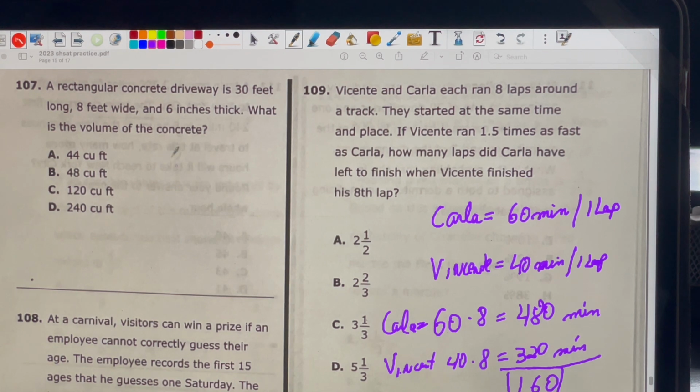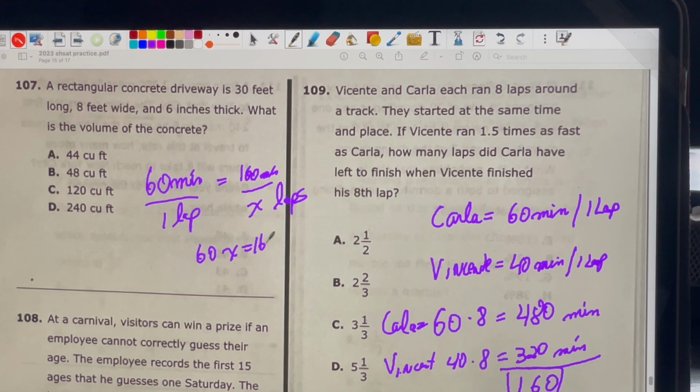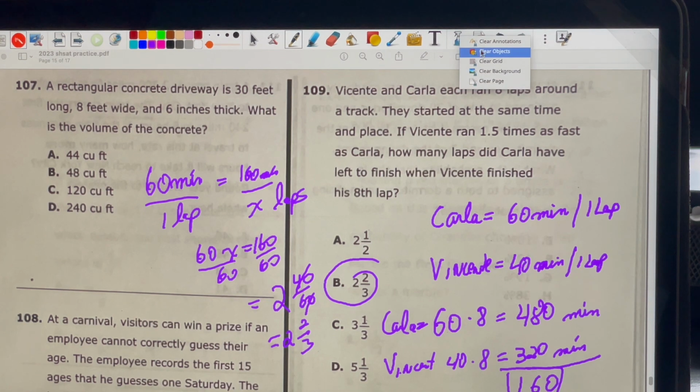Now, we know that 60 minutes represents 1 lap, right? 60 minutes is 1 lap. 160 minutes would be how many laps? You can call that x laps. Cross multiply, we got 60x equals 160. Divide both sides by 60. And 60 goes into 160 2 times, 120, and then 40 over 60, right? We can simplify that to just 2/3. And here is your line. So Carla has 2 2/3 laps to go. That's 109.